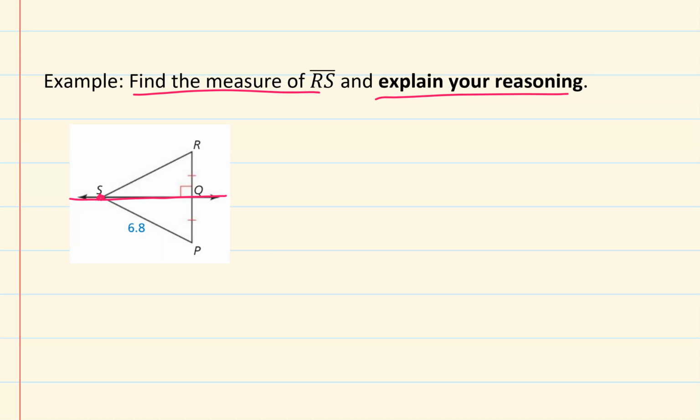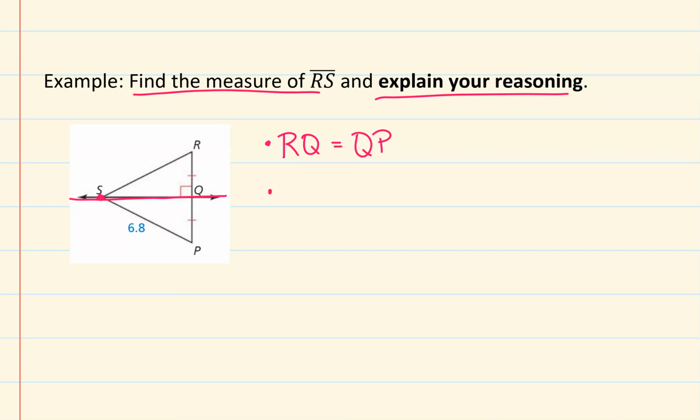So that's the first thing we're going to say. We're going to say RQ is equal to QP. That tells us that it's bisecting it. So that's the first thing a bisector does. What's the second thing? The angles are right angles. So those two things are perpendicular.